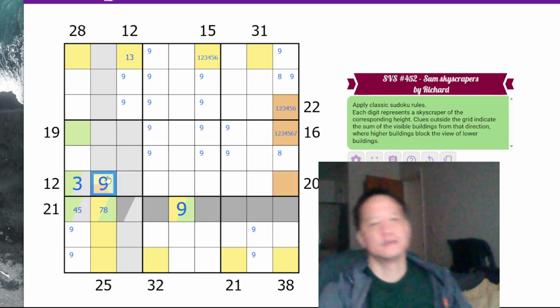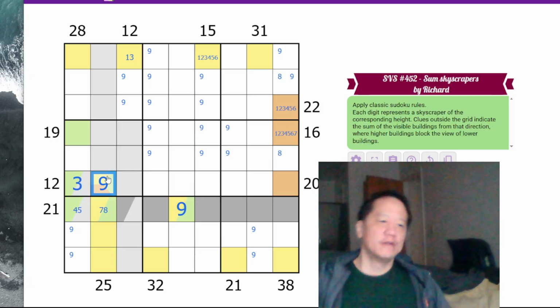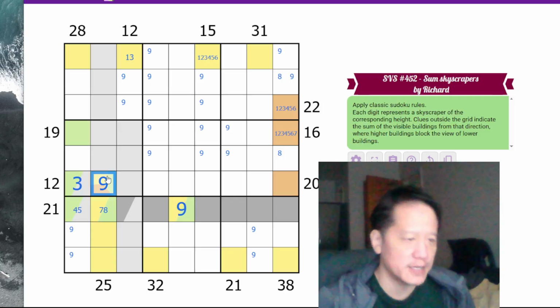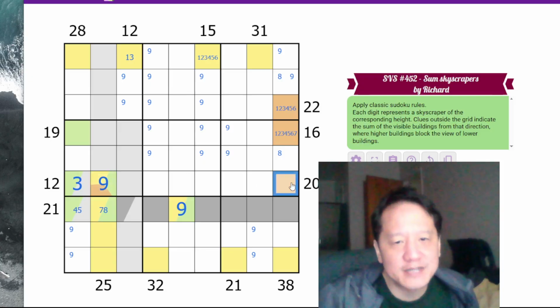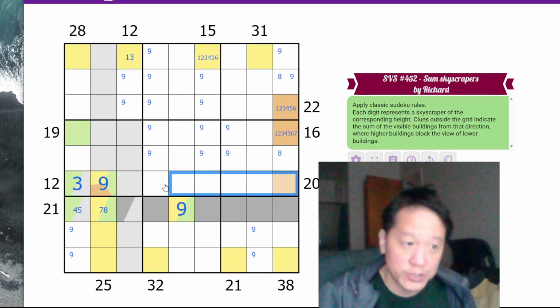20. That means the remaining digits add up to 11. It could be 1, 2, 8. Oh, it has to see an 8. Right? So this must see an 8 in this direction. Because it's in front of the 9. And there's no other digit that can block the 8 from being seen. So this has to be 1, 2, and 8 to be seen.